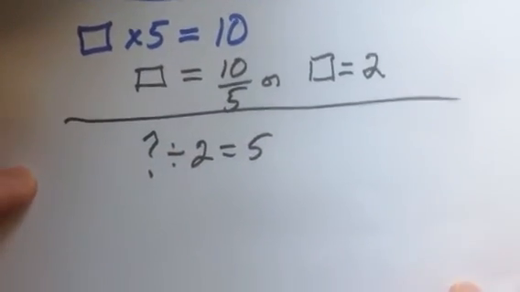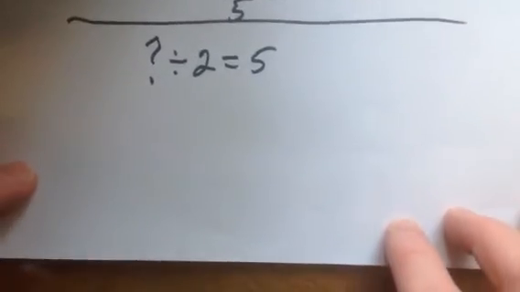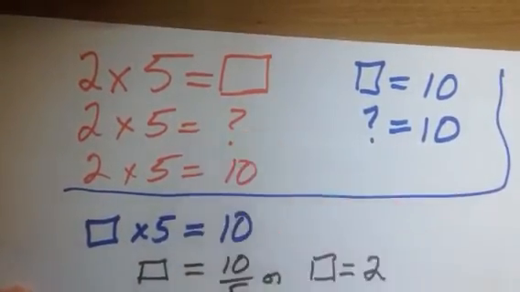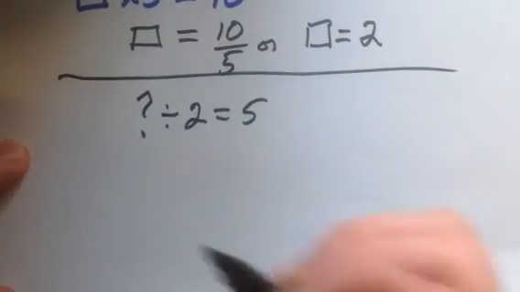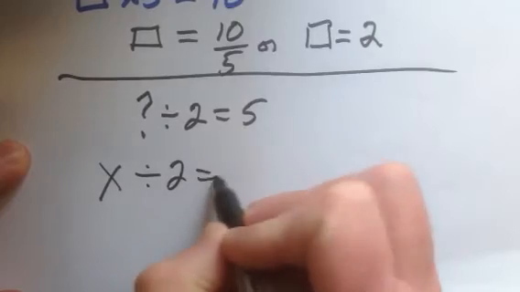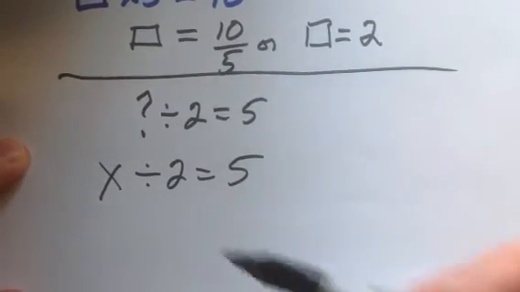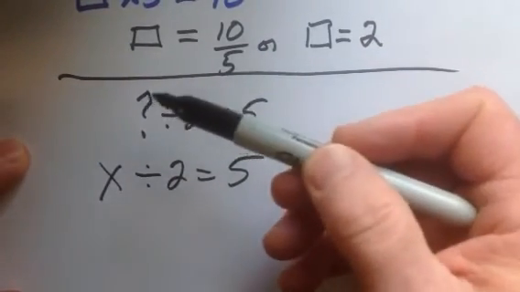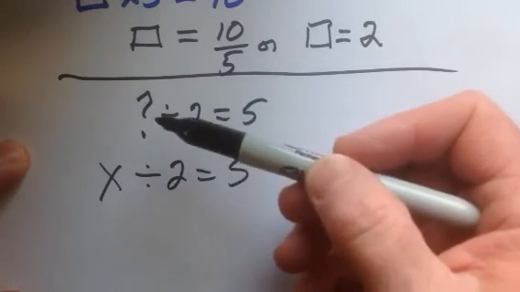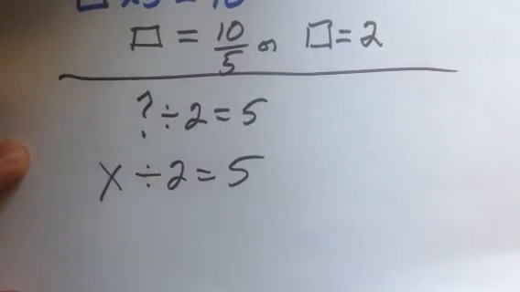Now what happens with algebra is basically that we replace either the box up here or the question mark here with just a letter. So you'll see x divided by 2 equals 5. And that is the exact same equation as question mark divided by 2 equals 5. You'll get the same answer. Question mark and x will come out with the same answer.